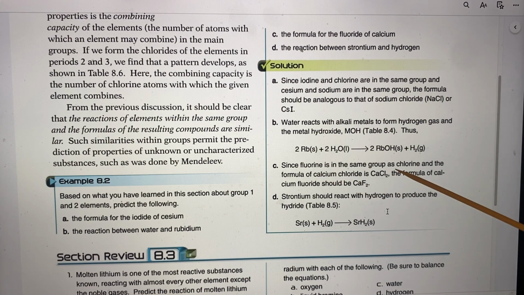So since fluoride is in the same group as chlorine, and the formula of calcium chloride is CaCl2, the formula of calcium fluoride should be CaF2. You just fill in the blank there.